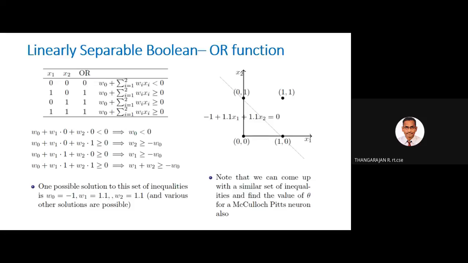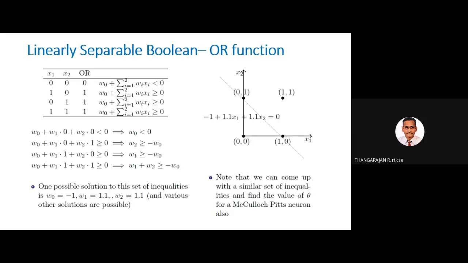Similarly, when this is 1 and the other input is 0, W0 plus W1, the other term gets eliminated, is greater than or equal to 0. In that case, I can say W1 should be greater than or equal to minus W0. But when both inputs are 1, then W0 plus W1 plus W2 should be greater than 0. In that case, W1 plus W2 should be greater than or equal to minus W0. So these are the 4 equations that you get.